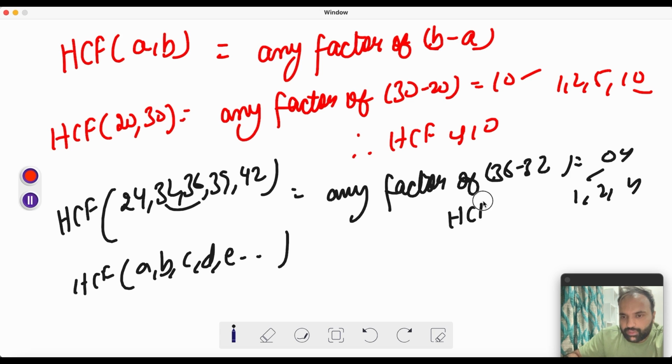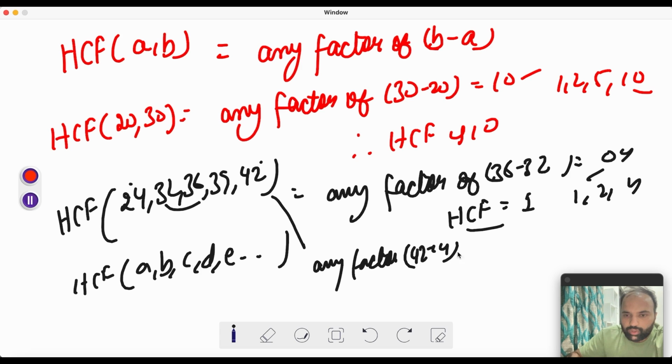Our HCF would be 1. Now you could have taken any other number for the difference. You could have taken 24 and 42, so it would have been any factor of 42 minus 14. 42 minus 14 is what? It is 28. So what are the factors of 28? 1, 2, 4, 7, 14, 28.